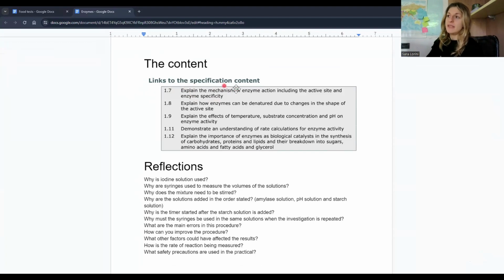So enzymes: explain the mechanism of enzyme action, active site, and enzyme specificity. What comes to your mind when you think about this? The whole enzyme activity topic, okay? It's very, very important, and it's extremely important to mention the fact that the substrate and the enzyme active site are complementary. So this concept of complementarity recurs in many topics in biology, okay?